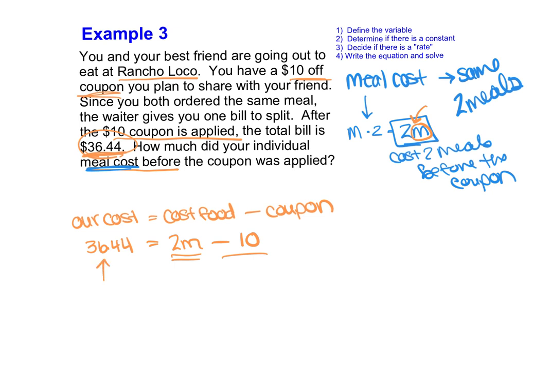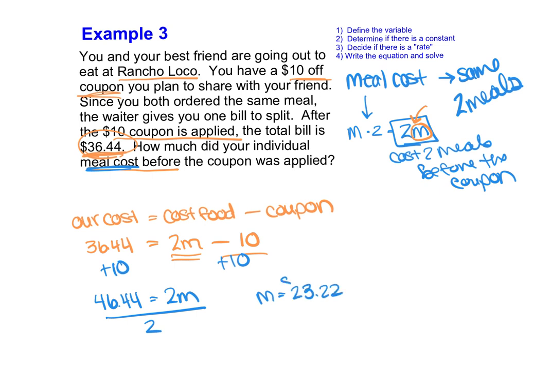So let's actually slow this down a smidge, and let's now solve to see if we can find M. So we're going to start by adding 10 to each side, which is now 46.44. And then we're going to divide each side by 2, which leaves us with a meal cost of $23.22. So what this means is that before we applied our coupon, that was the cost of 1 meal. We got 2 of them, and then we subtracted $10 off the price.